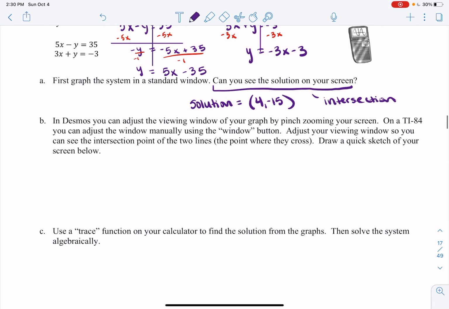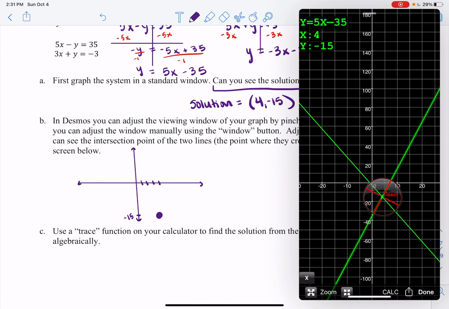So I'm going to go ahead and draw my X and Y axis here. And let's start thinking about some clues, okay? So I know that the solution was 4, negative 15. So I'm going to count 1, 2, 3, 4. I'm not about to count down to negative 15, so I'm just going to put that right there at the bottom, okay? So I'm going to put a point here, and we know that that's where they're intersecting.